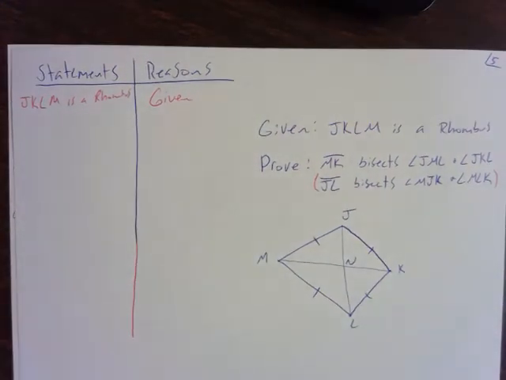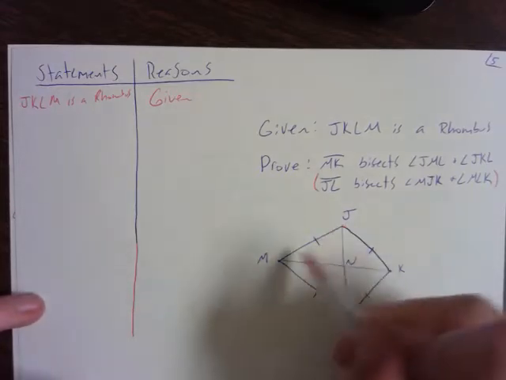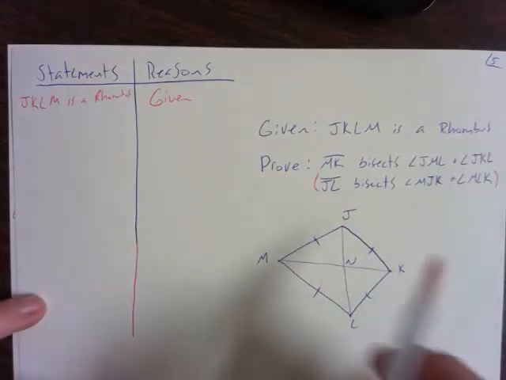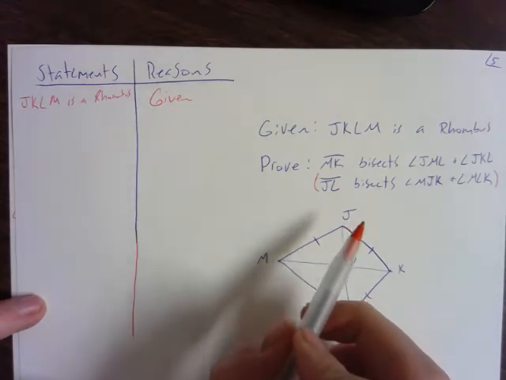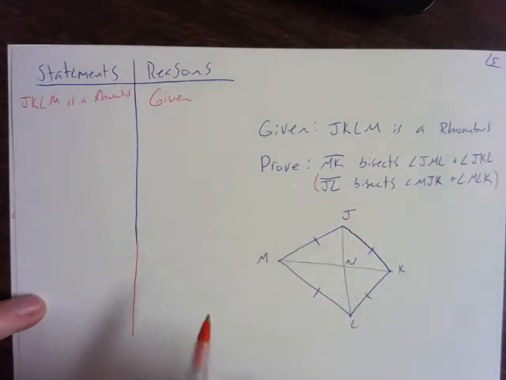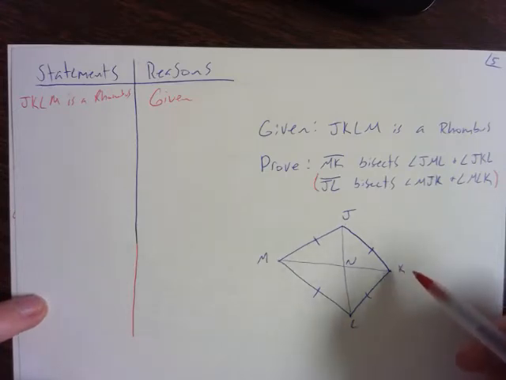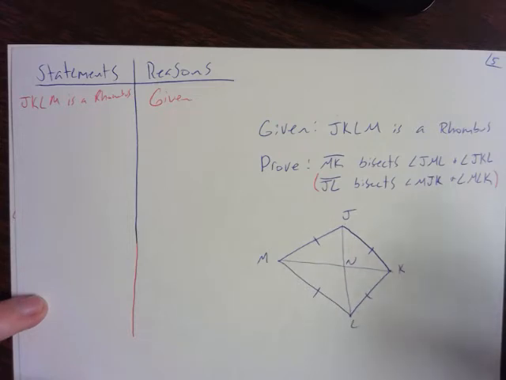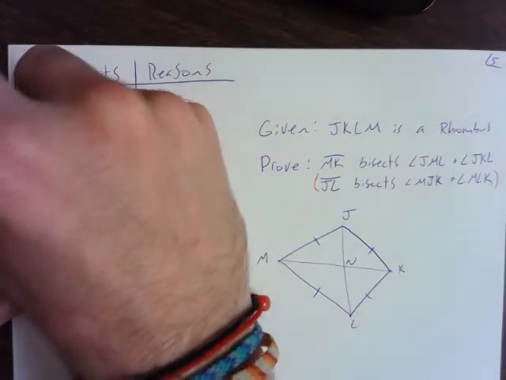Okay. Next statement is that line segment JM is congruent to line segment LM, and that line segment JK is congruent to line segment KL, and this is the definition of a rhombus. Remember, a rhombus is a parallelogram where all the sides are the same. So basically, they're all just going to be congruent to each other, but I'm going to split it up separately to kind of help us see what's going on here with my further steps.